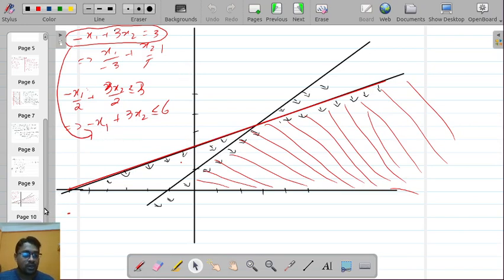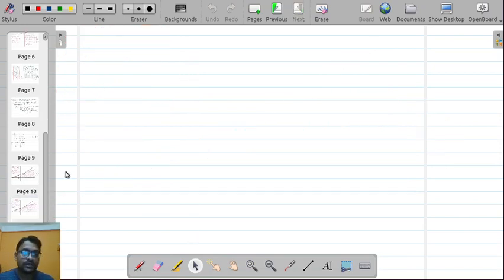So don't go by the misconception that whenever the feasible region is unbounded, the value of z will not be optimal. The value of z can be optimal. It all depends on the constraints.